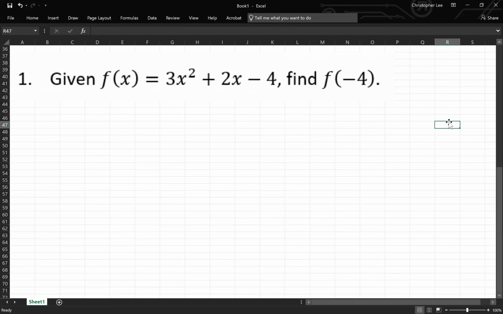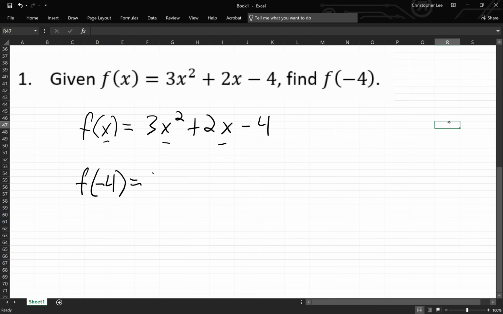f of -4. Plug it in. That's the keyword I want to hear. So I have f of x is equal to 3x squared plus 2x minus 4, and everywhere I have an x, I'm going to replace it with -4. So I want to know what is f of -4. That's going to be 3 times -4 squared plus 2 times -4 minus 4. A little bit of math, and we're done.